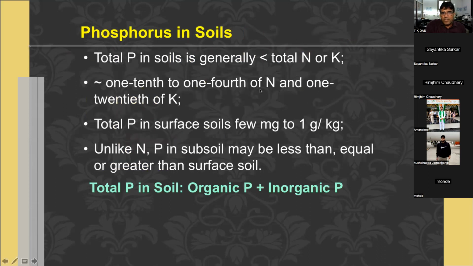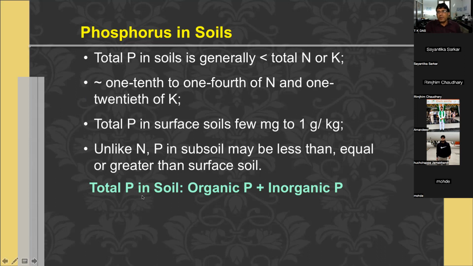Now, total phosphorus in soil is generally much less than total nitrogen or potassium. 1/10 to 1/4 of nitrogen, very small quantity, and 1/20th of the potassium available in soil. Total P in surface soils may be from a few milligrams to 1 gram. This is the normal concentration of total phosphorus. Unlike nitrogen, phosphorus in subsoil may be less than, equal, or greater than the surface.